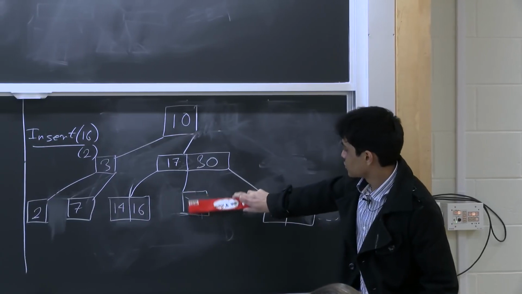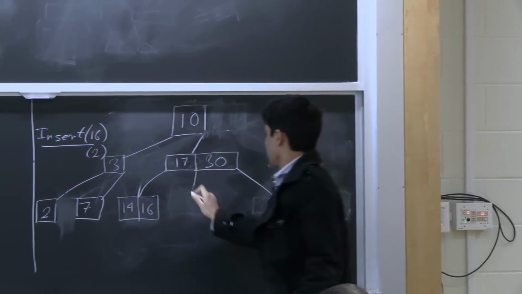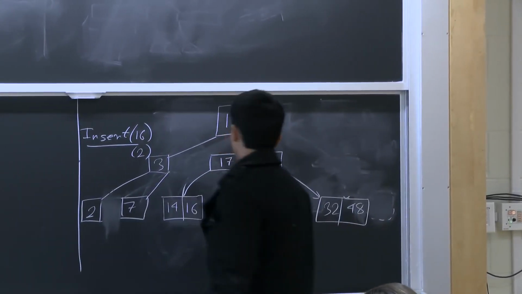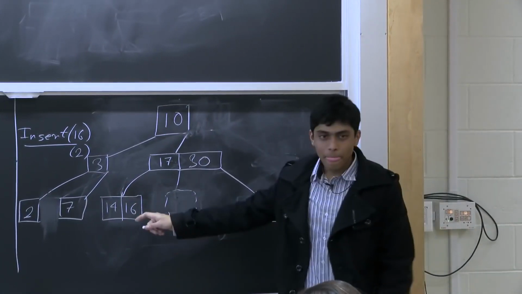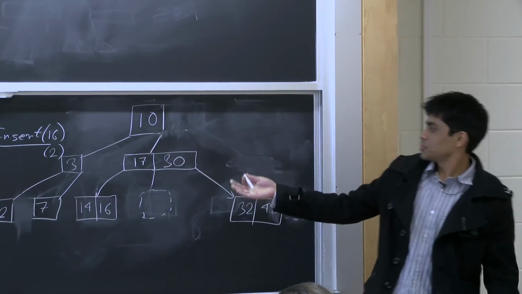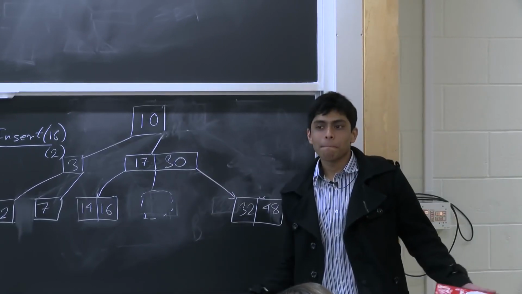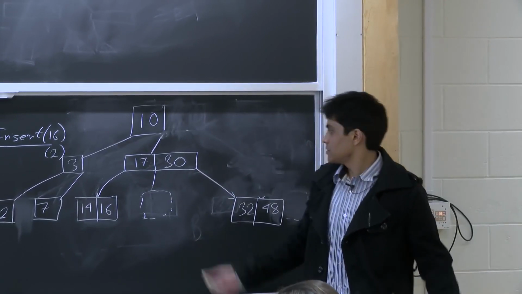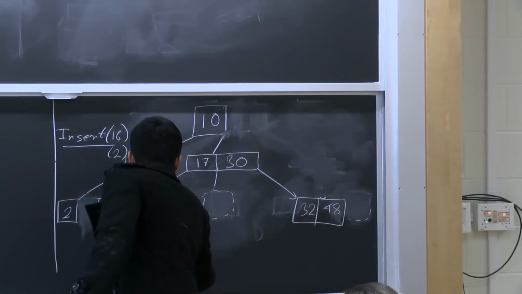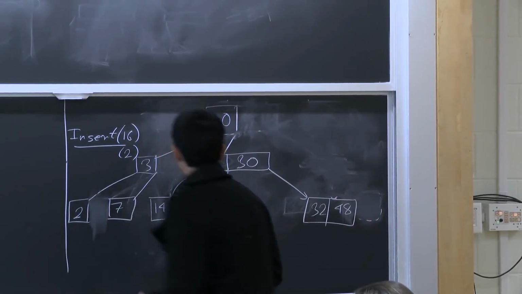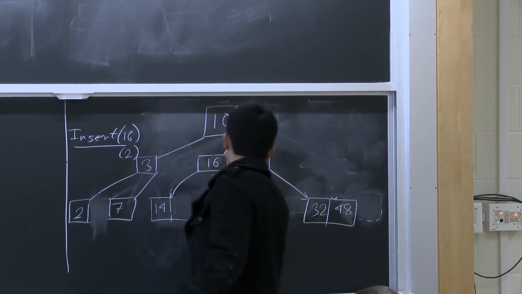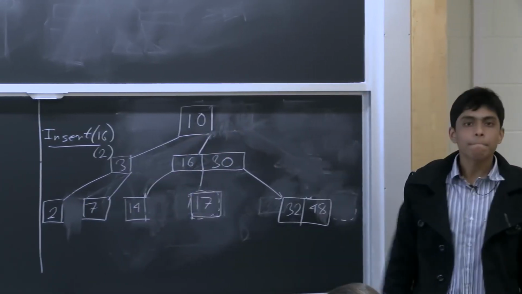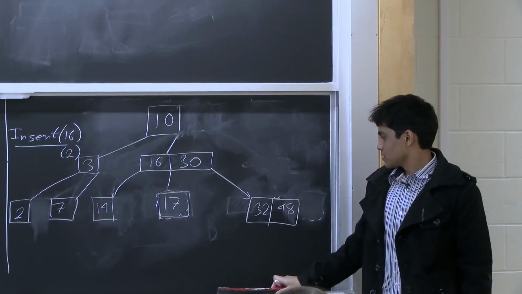Now that you got rid of the 24, you have a blank box here. But its sibling is not barely full. It has something to donate. So what will it do? Anyone, which elements are going to rotate? 16, 17, right? Okay, cool. So 16 goes up, 17 goes down, and you're done. You're consistent again. Okay. So that was deletion.